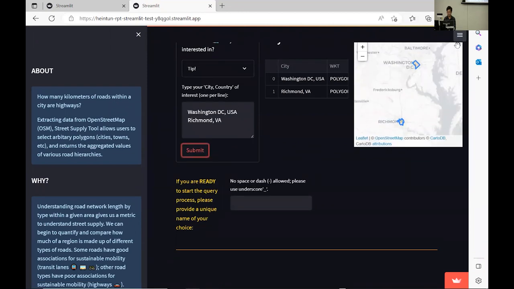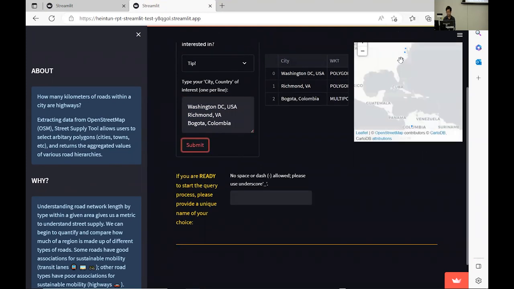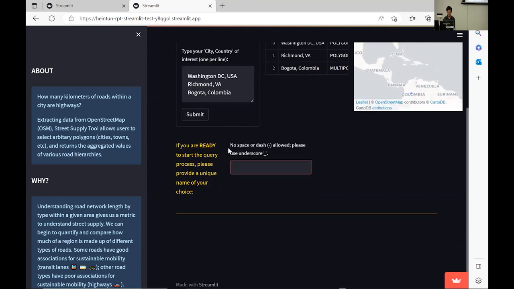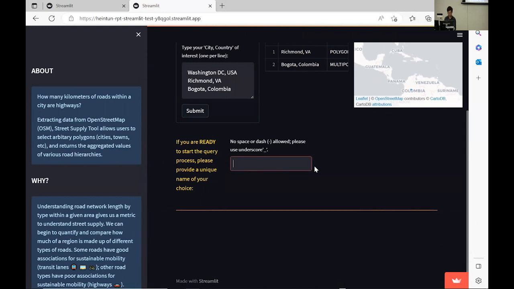This is just to make sure you are looking at the correct current boundary, because this is pulling directly from OSM. This is what OSM understands as Washington, D.C. or Richmond. And you can do Bogota, Colombia. Then you can move around a little bit. There's some WKT if you want to see the polygon, but this is just to check you have the right boundary. And this is the part where you can do the counting of all the streets.